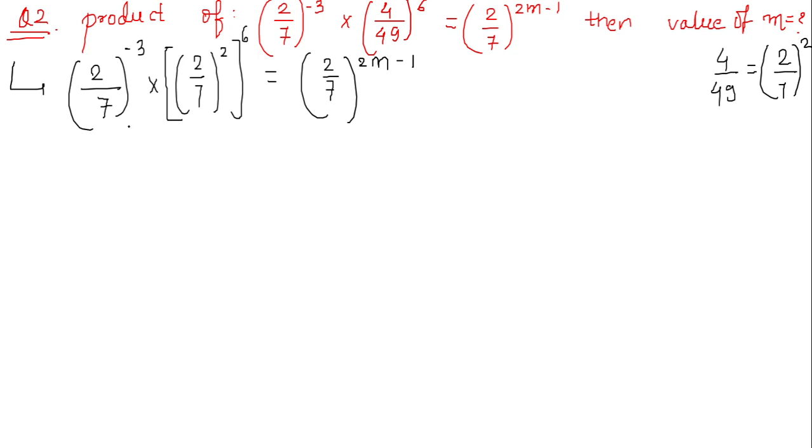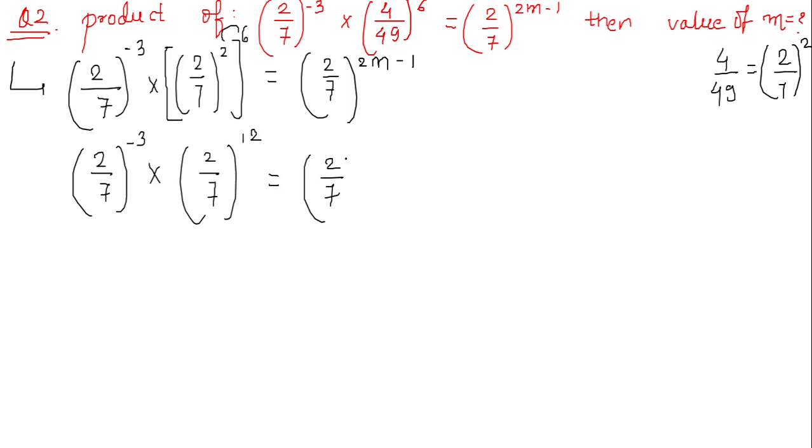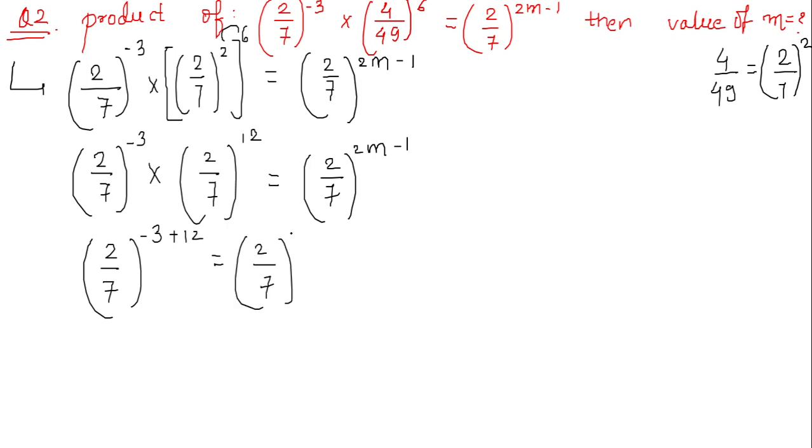So here, 2/7 and 2/7 are going to remain the same. I'll take (2/7) raised to minus 3 as it is, into, I'll simply multiply this 2 and 6, and I'll get (2/7) raised to 12. This will give me (2/7) raised to 2m minus 1. If you look at the base, all the bases are common over here, that is 2/7, 2/7, 2/7, right? So simply we can now compare the power: (2/7) raised to minus 3 plus 12 gives (2/7) raised to 2m minus 1.